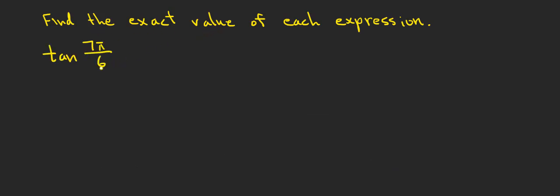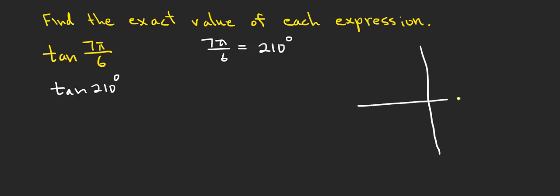Now let's find the value of tangent of 7 pi over 6. This is in radians, so let me change it to degrees. You know that 7 pi over 6 is the same thing as 210 degrees. 180 divided by 6 is 30, and 30 times 7 is 210. So this is the same thing as finding tangent of 210 degrees.